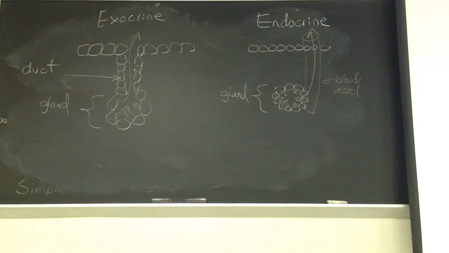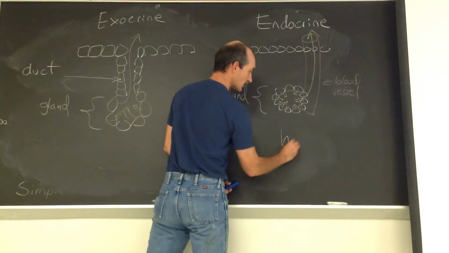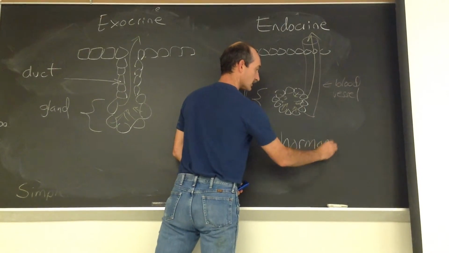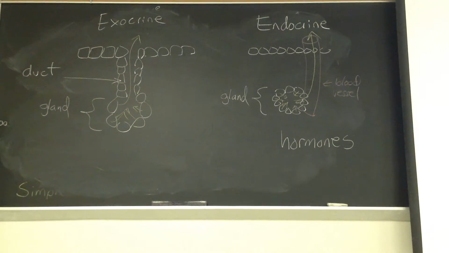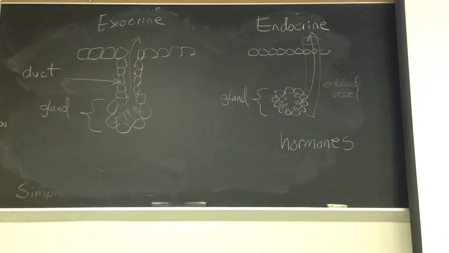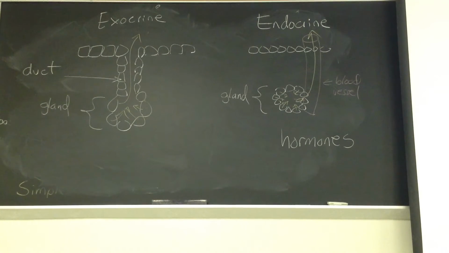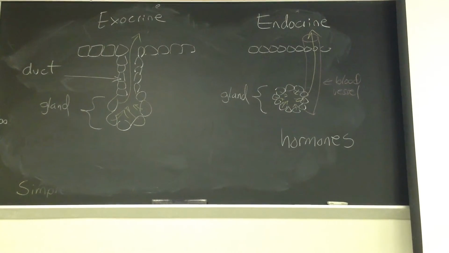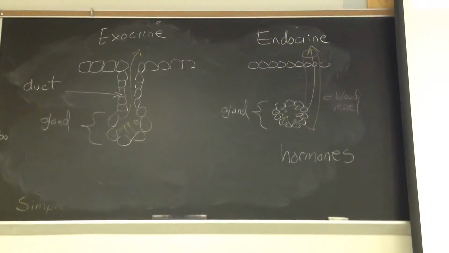We call these endocrine glands, and the kinds of materials that they produce we generally call hormones. Messenger molecules that are produced by glands and delivered by way of the bloodstream, we use the word hormones. Some glands have dual functions. The pancreas is about 99% exocrine, producing digestive enzymes. A small amount of it also produces things like insulin and glucagon, hormones, which arrive via the bloodstream to their destinations.